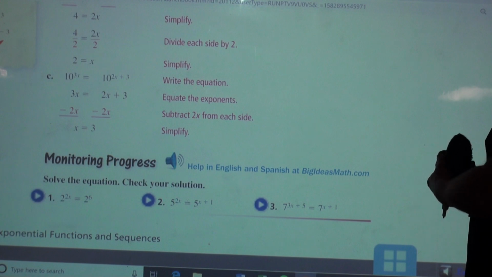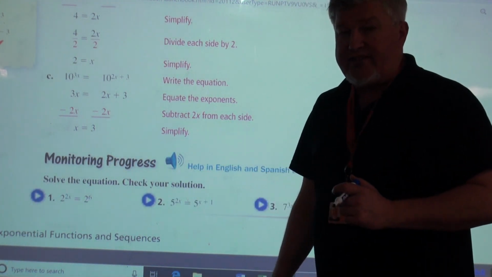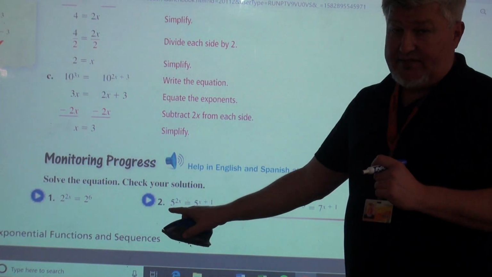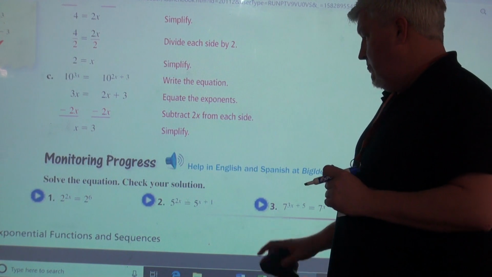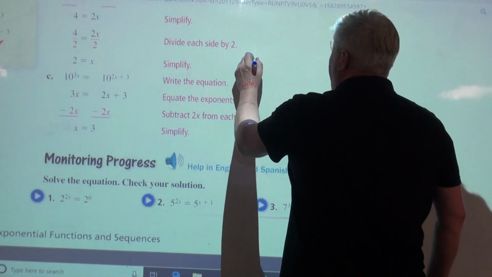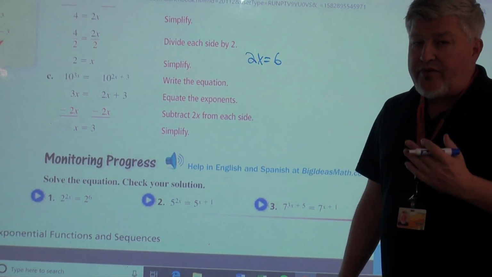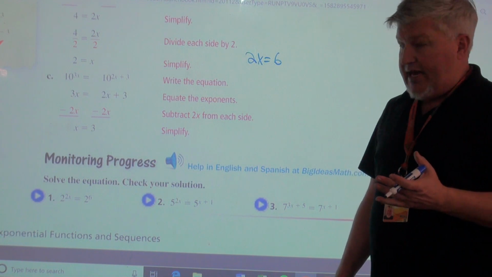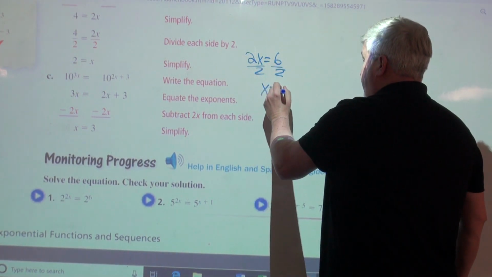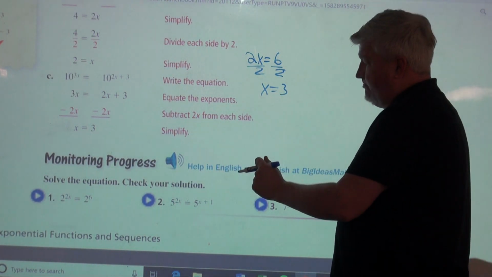All right, so we're back. Number 1 says 2 to the 2x equals 2 to the 6th. So again, same base. The base is 2. So just set those exponents equal to each other. 2x equals 6. You can see how simple this algebra now is. Okay? Divide by 2. X equals 3. Okay? That's for number 1.